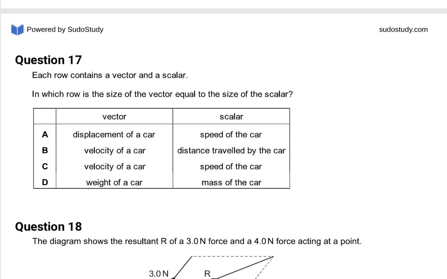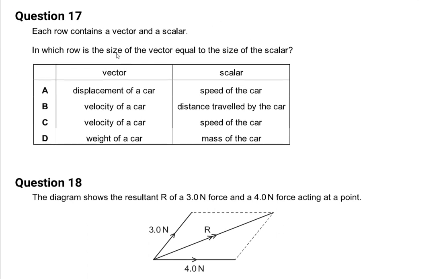Right, now vector and scalar. Which row is the size of the vector equal to the size of the scalar? So the size meaning the magnitude in this case. Let's take displacement and velocity. Now this is meters per second, this is meters. No. Velocity and distance traveled. This is meters per second.